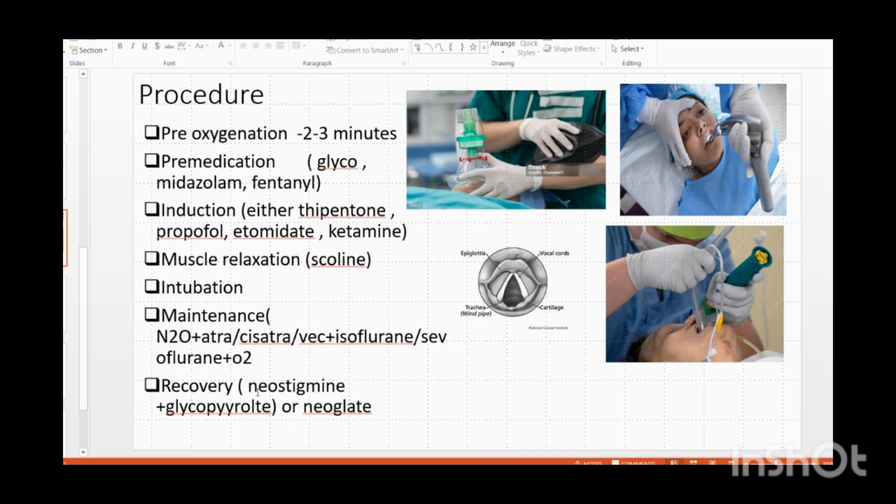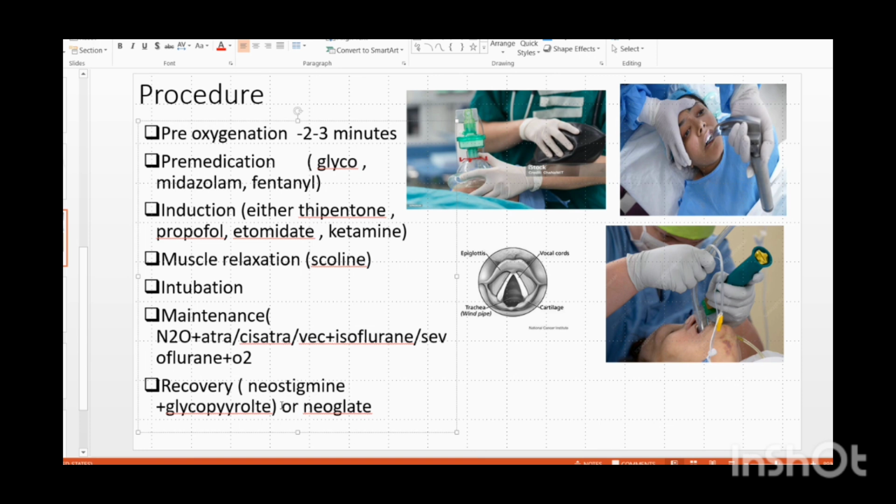But when we give them separately, each ml ampule of neostigmine contains 0.5 mg. So we have to give 5 ampules, which means 2.5 mg, plus glycopyrrolate, where each ampule contains 0.2 mg, so we give 2 ampules, which means 0.4 mg. Plus the 2.5 mg, how much will it be? It will total 2.9 mg. 2.5 mg plus 0.4 mg is 2.9 mg. So this is when we give them separately.